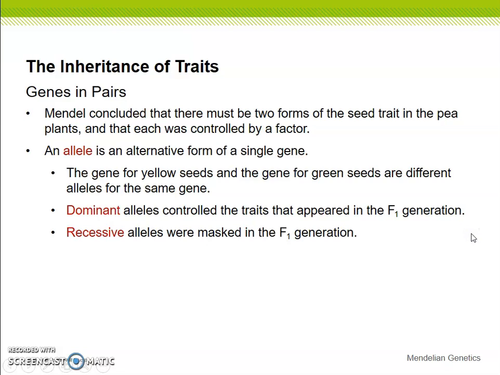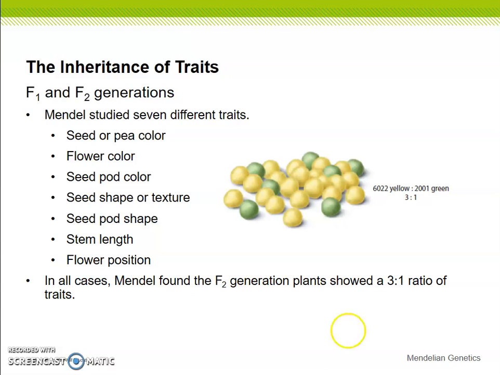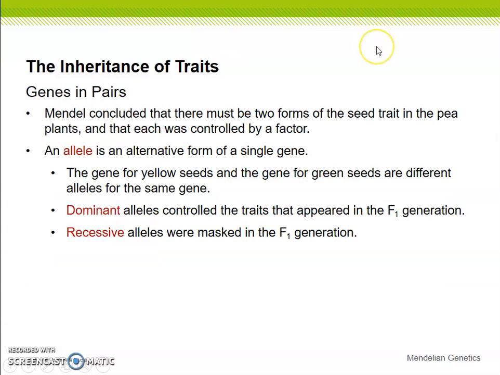Genes in pairs. Mendel concluded that there must be 2 forms of the seed trait in the pea plants. So there's 2 forms of each one of these traits listed. So the flower color could either be purple or white. There were 2 different forms, and each was controlled by a factor.